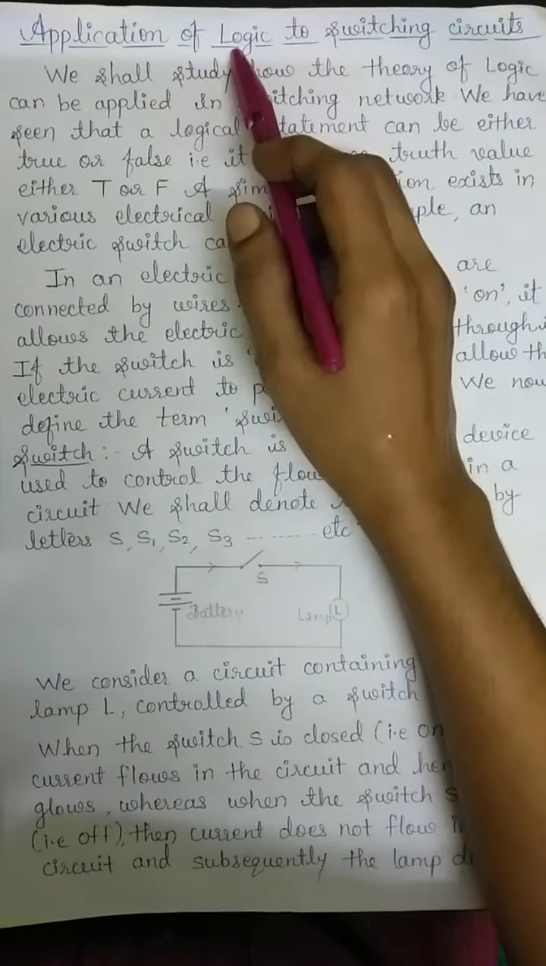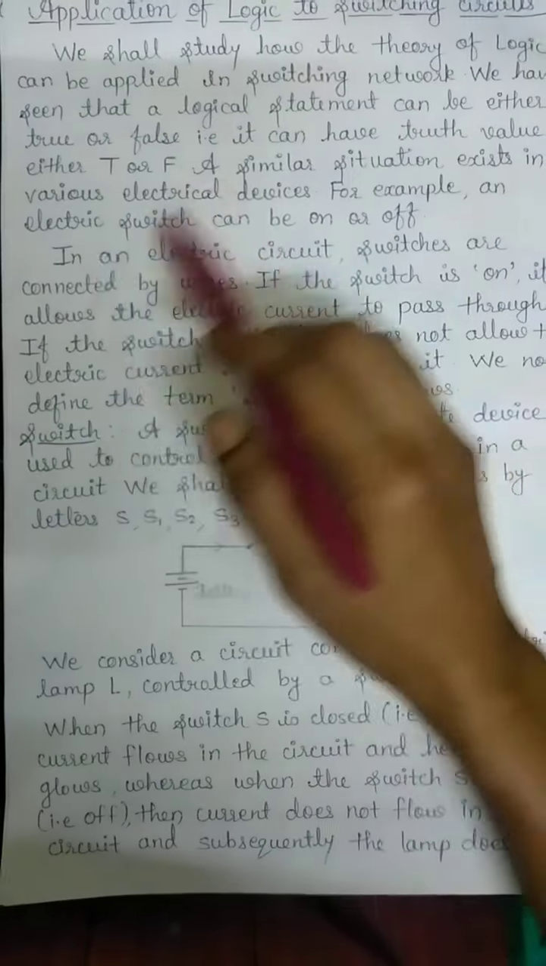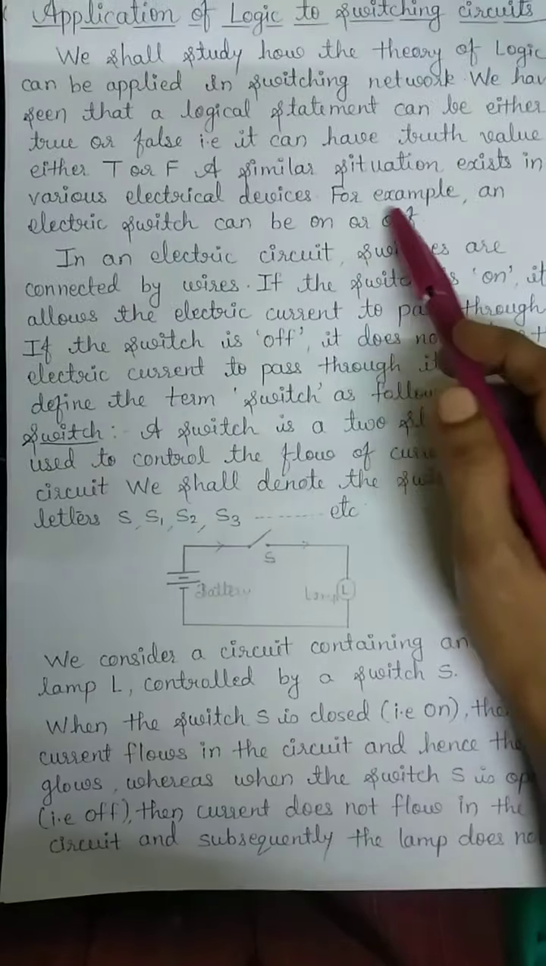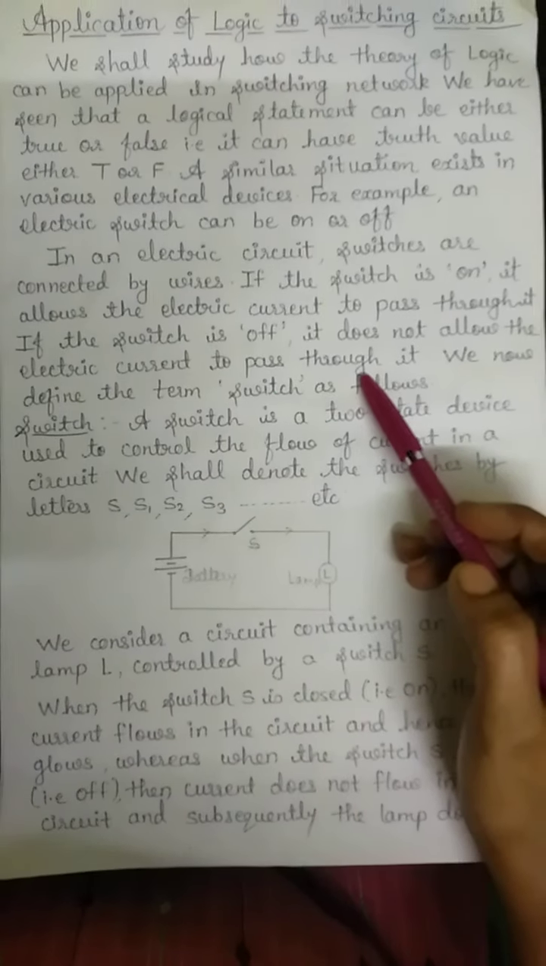A similar situation exists in various electrical devices. For example, an electric switch can be either off or on. In an electric circuit, switches are connected by wires. If the switch is on, it allows the electric current to pass through it, and if the switch is off, it does not allow the electric current to pass through it.